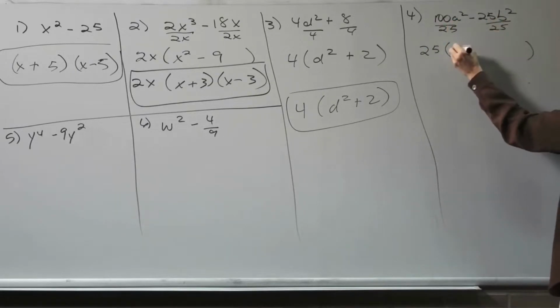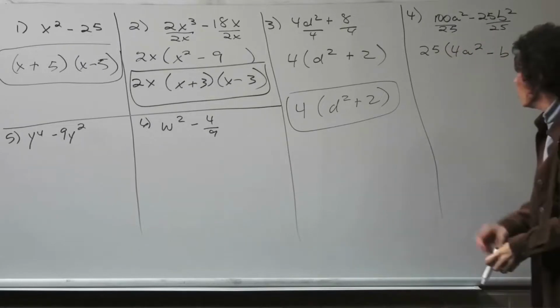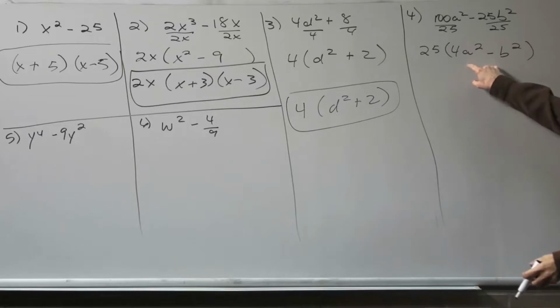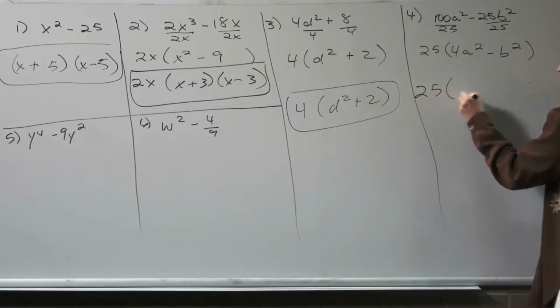We have 4a squared minus b squared. Totally not linear. So we're going to take a look in here. There are 2 terms. We check for the difference of 2 squares. This is definitely the difference of 2 squares. So we have this.